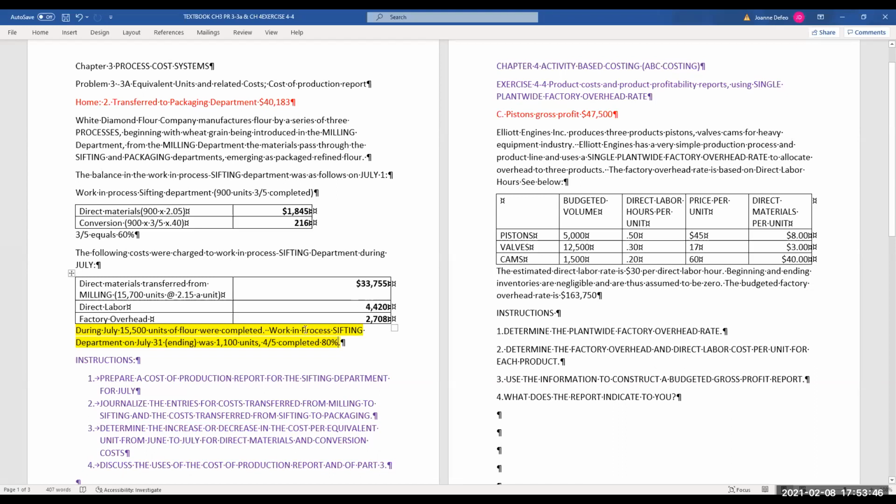Okay. So the conversion cost, does anybody remember what conversion costs equal? I'm going to type it in the box. There's a definition. This is something that you should put in your notes as well. Conversion costs equal direct labor plus factory overhead.